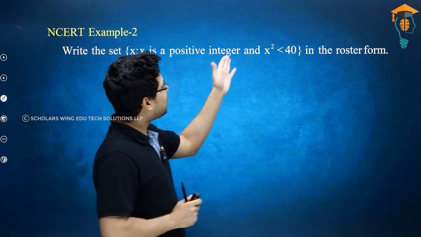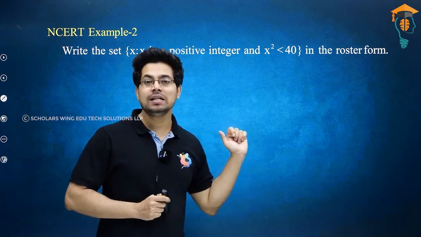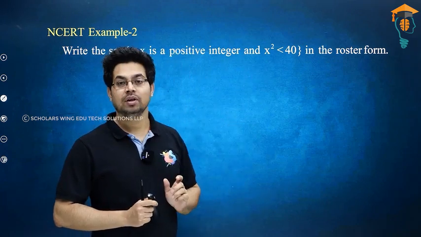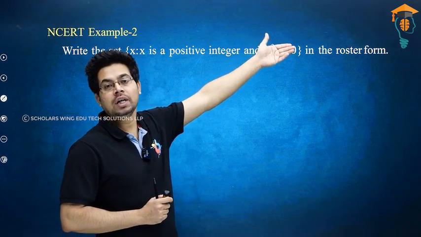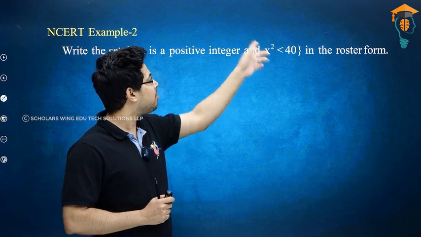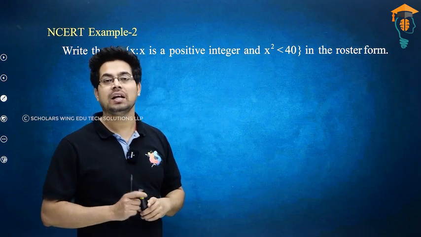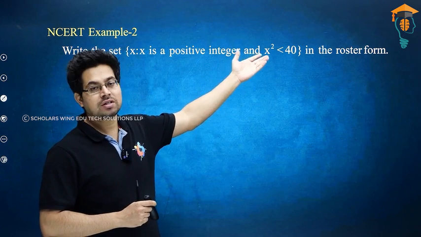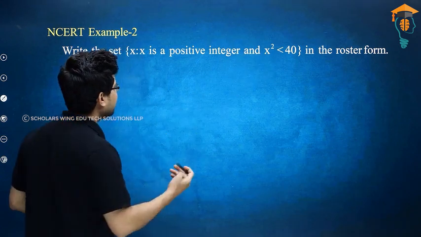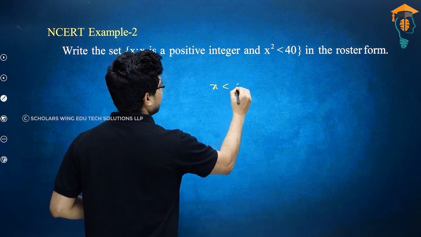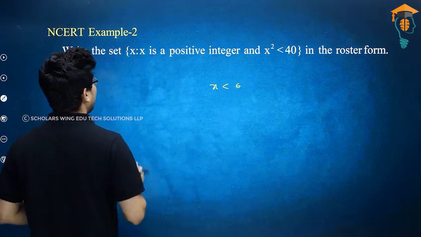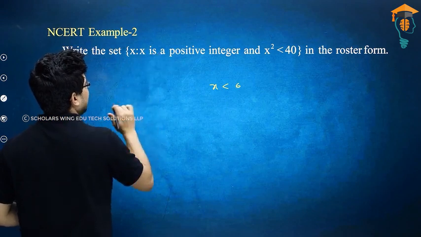Now you tell me, what is the maximum value this x can take? Can this x take a value of 7? No sir, because 7 square will become 49. That would exceed 40 and it should be less than 40. So the maximum value which this x can take is 6, because 6 square is 36, which is less than 40. So I can say that x is a positive integer and x is less than 6, right? So I should say, let us call this set as A.